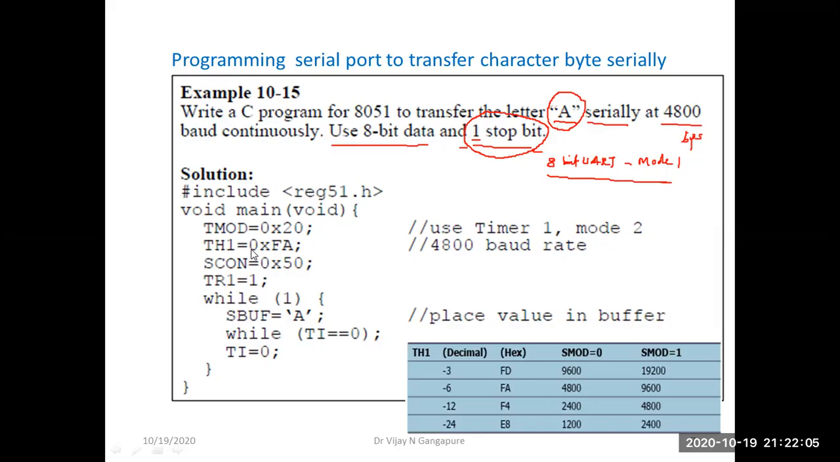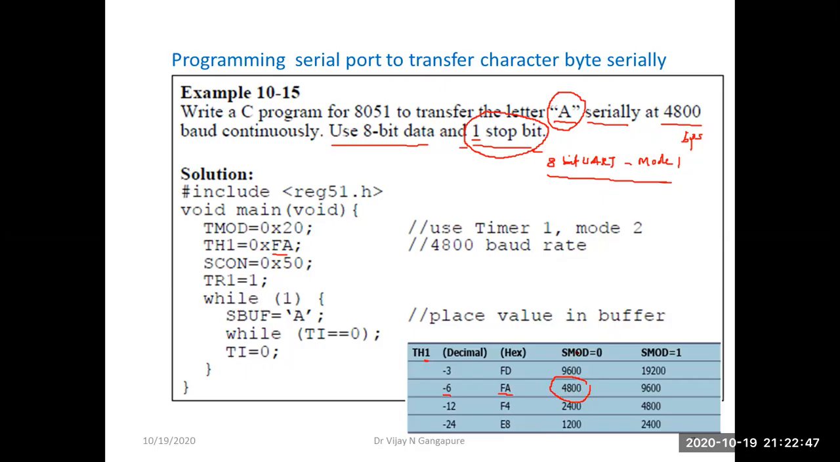Then TH1 is equal to 0xFA, semicolon. This will load the value FA into TH1. So if I load FA, that is -6, into TH1, I will get a baud rate of 4800 and that is what has been asked. That's why we are loading FA into TH1, because this will set the baud rate of the serial port of 8051 at 4800 bits per second.